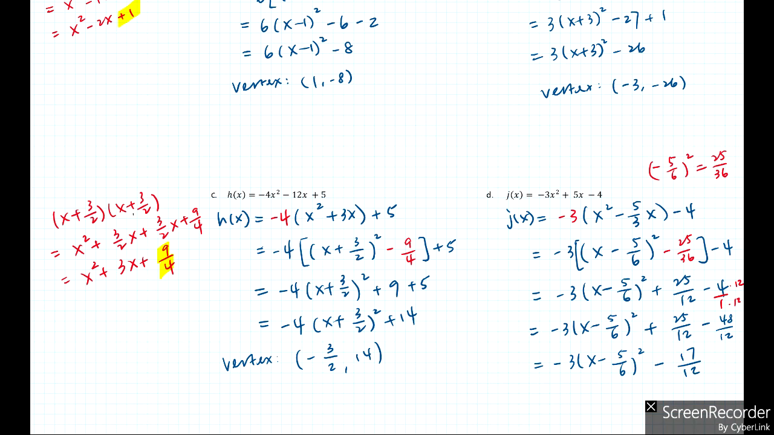And if you want to find the vertex over here, we can say the vertex is 5 over 6, negative 17 over 12 over here. But if you just need the vertex form, you're done in the last step over here once we combine all the constants.